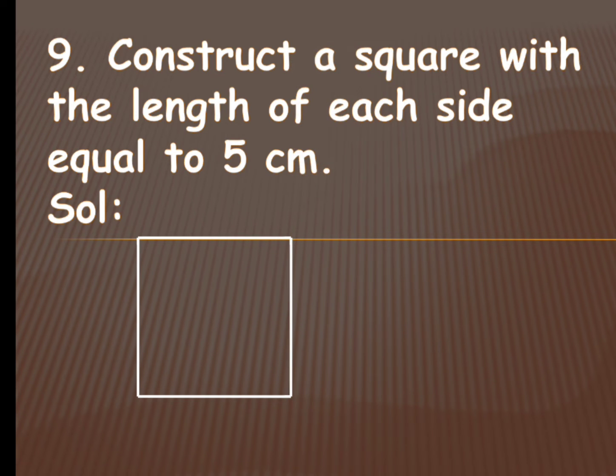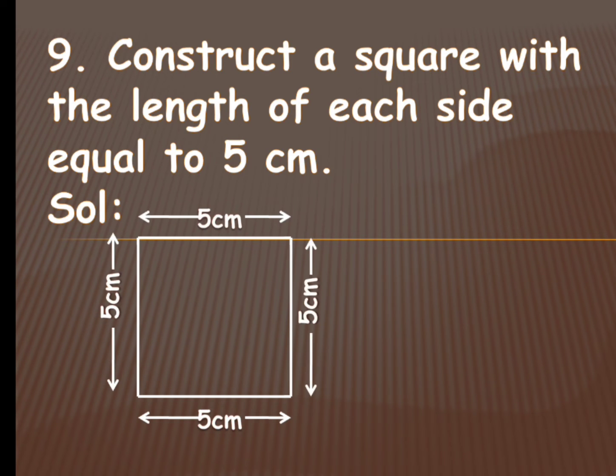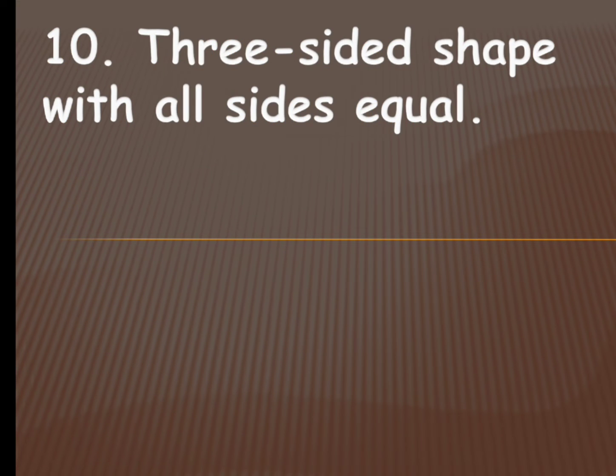Now all the sides are 5 centimeters. So you will mention 5 centimeters, 5 centimeters, 5 centimeters. Now, all sides equal means it is a square. That is, we have constructed a square whose side length is 5 centimeters, isn't it, children? Next. Three-sided shape with all sides equal.